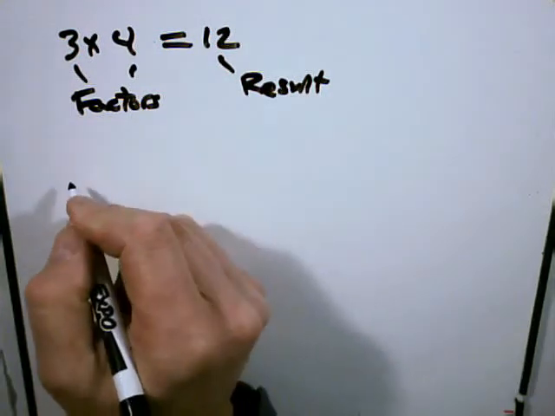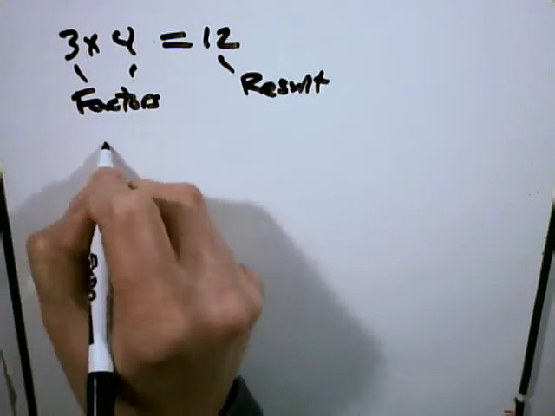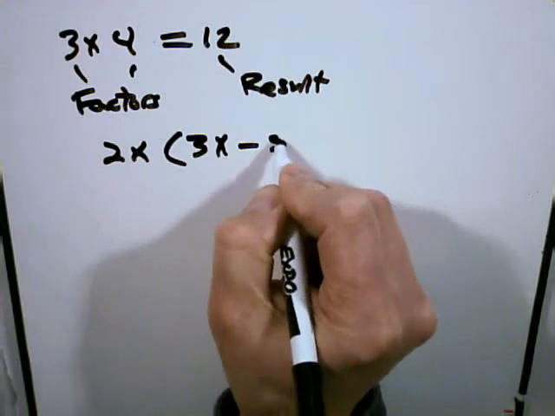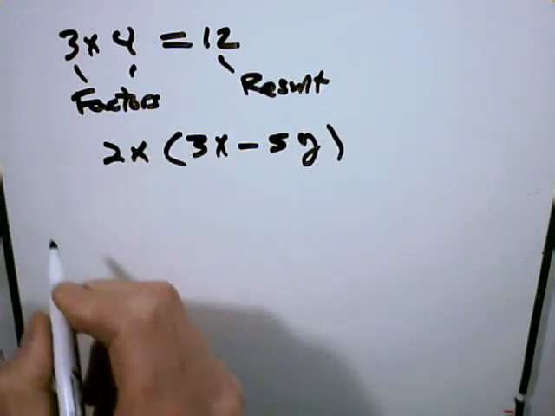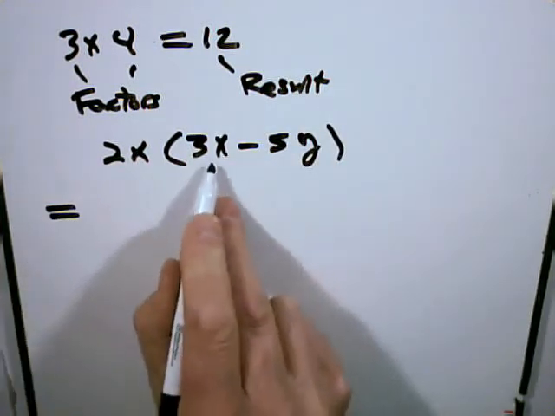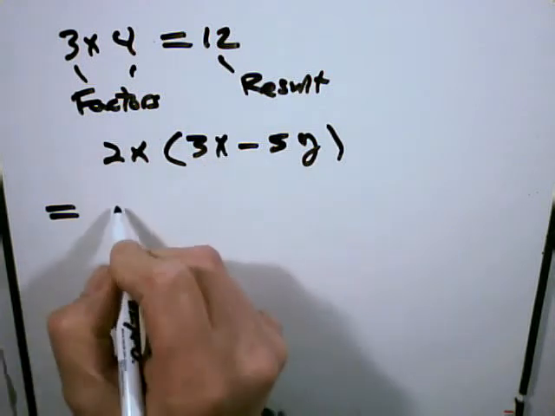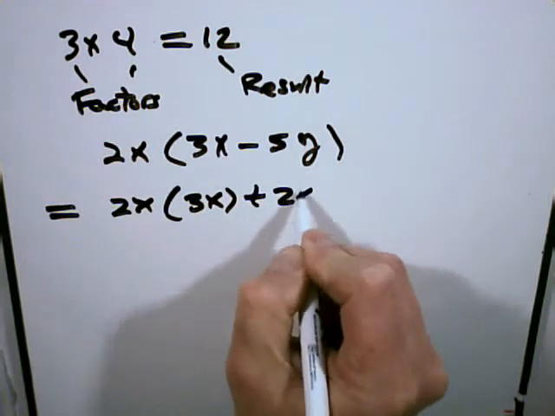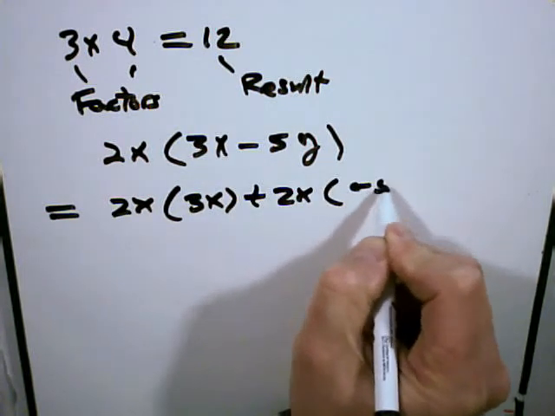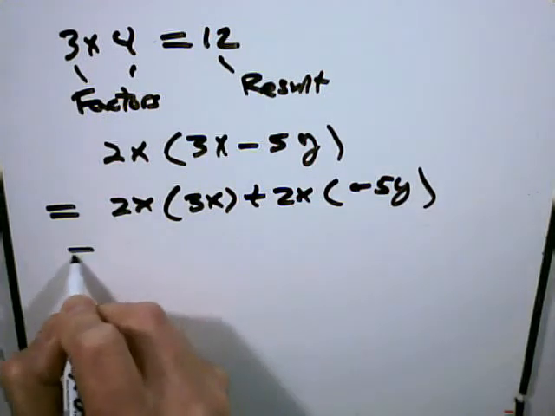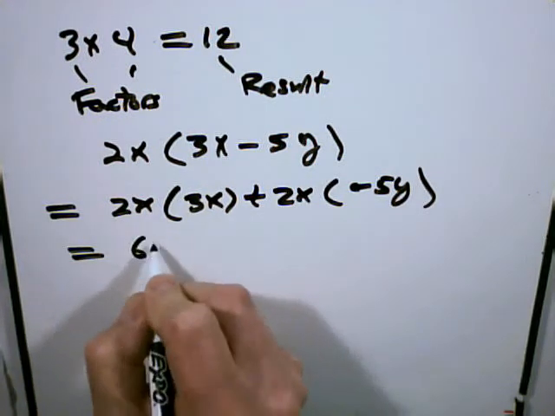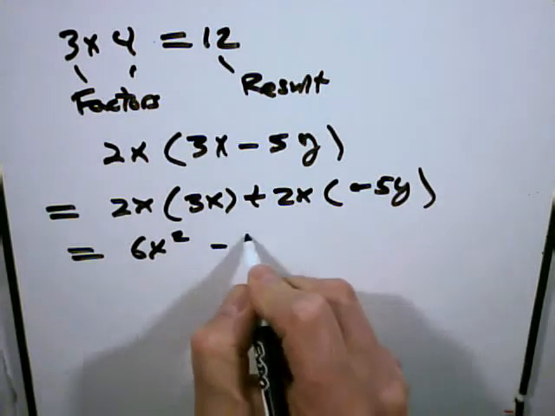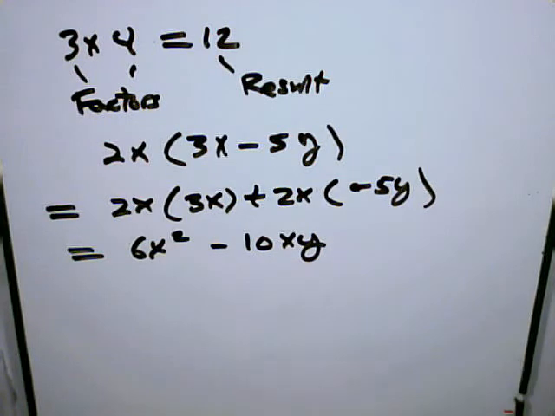Now, factoring is related to the distributive property. Remember, when we did something like 2x times the quantity 3x minus 5y, what we did is we took that 2x and applied it to the 3x and the negative 5y. So in other words, we multiplied 2x by 3x, and then we multiplied that 2x by the negative 5y. Then we simplified: 2x times 3x is 6x squared, and 2x times negative 5y is negative 10xy.